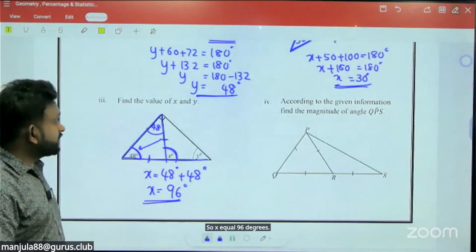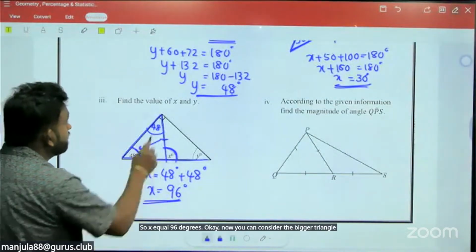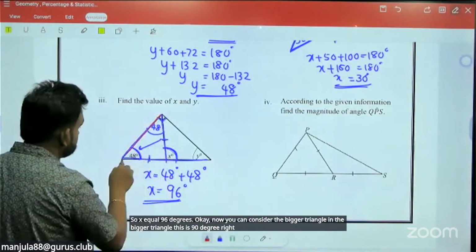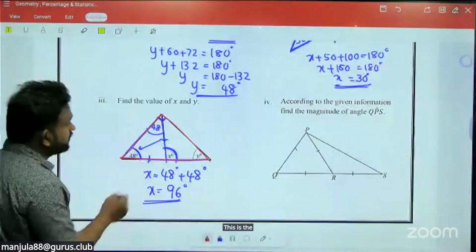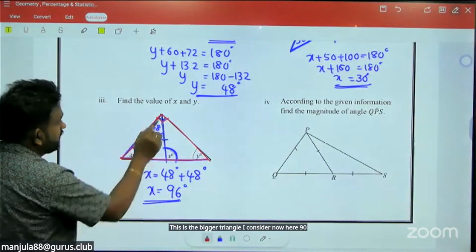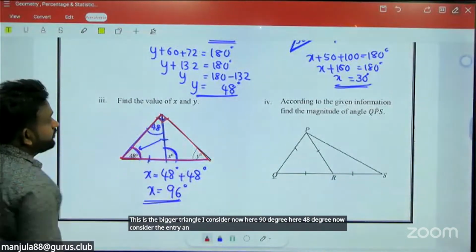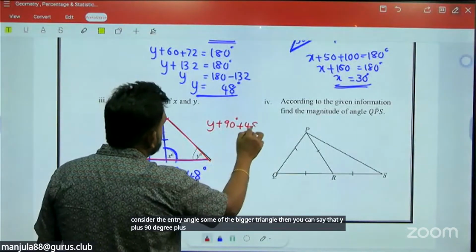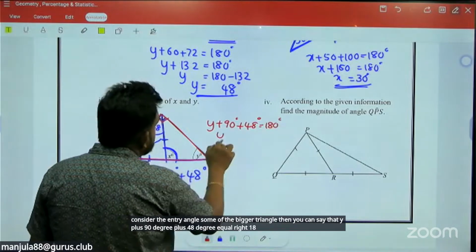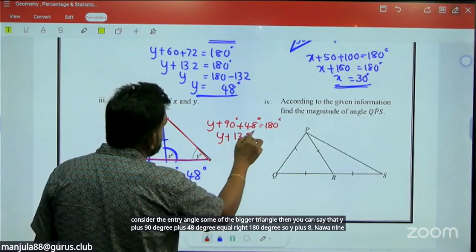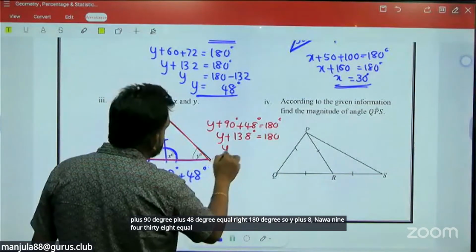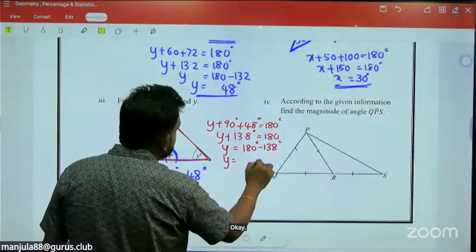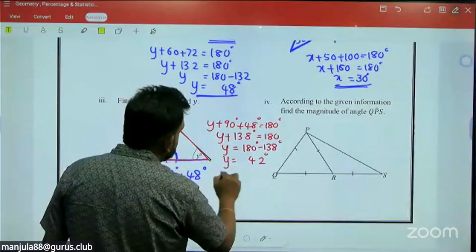Now consider the bigger triangle. In the bigger triangle, this is 90 degrees, and here 48 degrees. Consider the interior angle sum of the bigger triangle. Then y plus 90 degrees plus 48 degrees equals 180 degrees. So y plus 138 equals 180 degrees. So y equals 180 subtract 138, y equals 42 degrees.